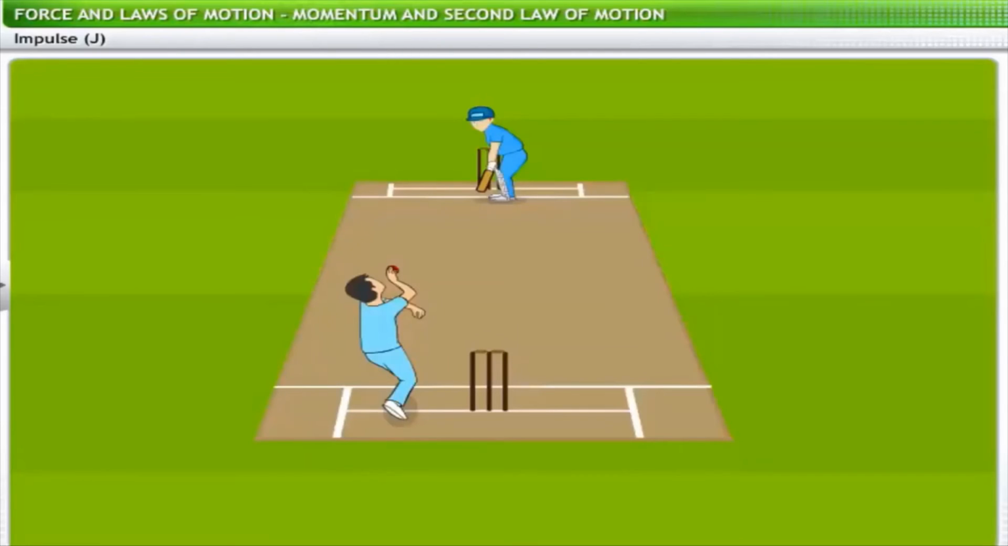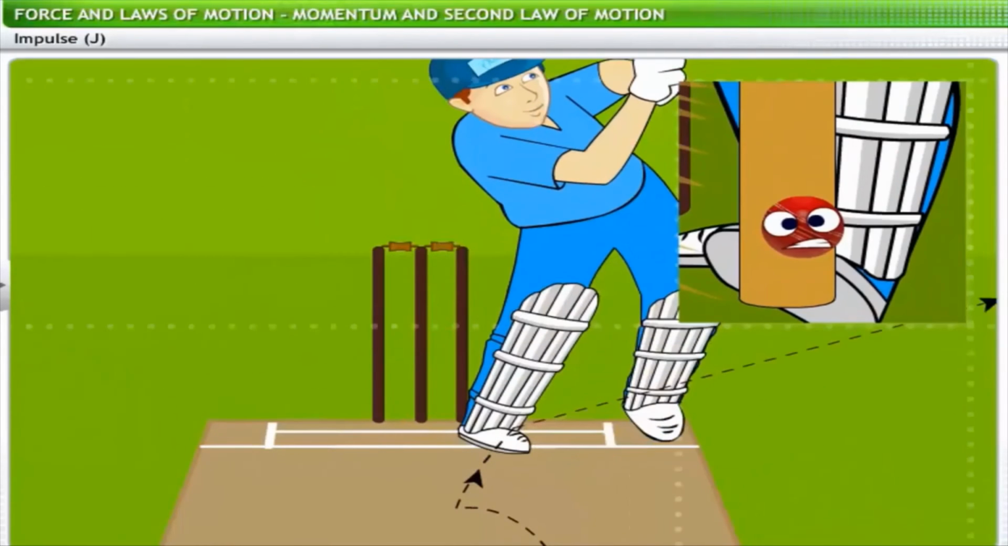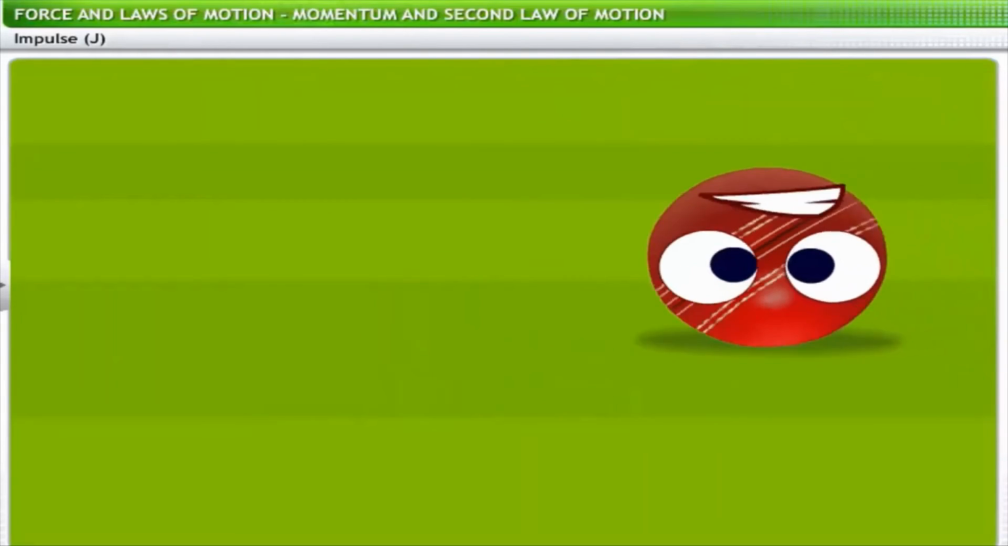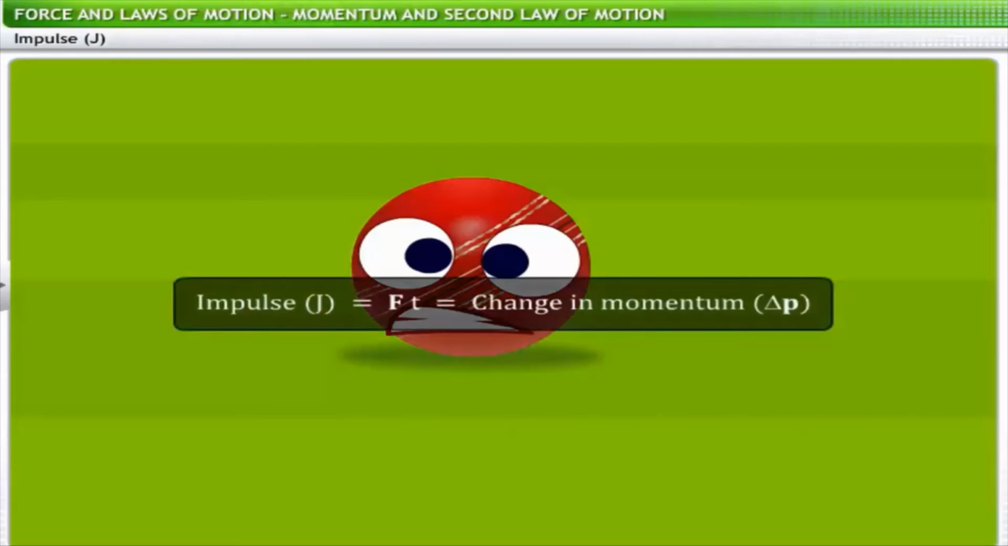Here is an example of a situation where we see impulse at work. Consider a cricket ball bowled towards a batsman in a cricket field. The batsman strikes the ball with a large force that acts on the ball for a moment. The impact of the bat enables the ball to change its velocity in magnitude as well as direction. This is the impulse of the bat on the ball. Impulse is numerically equal to the change in momentum.